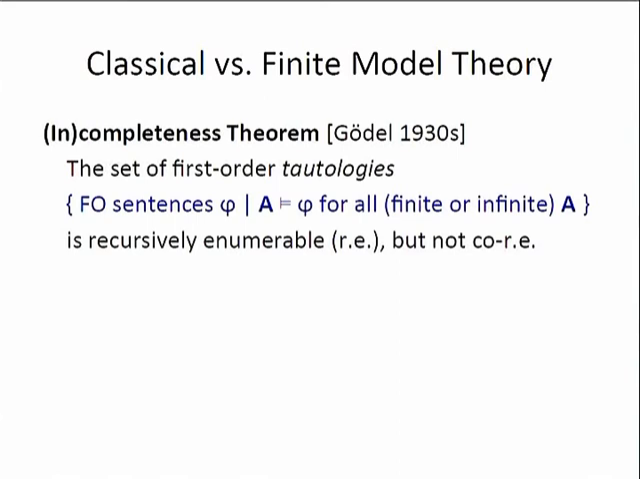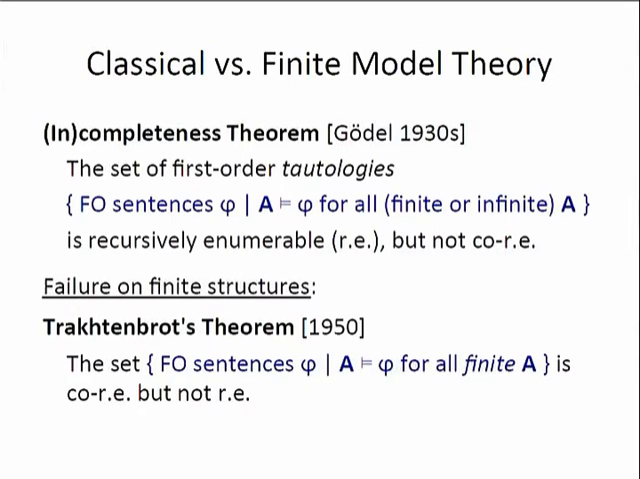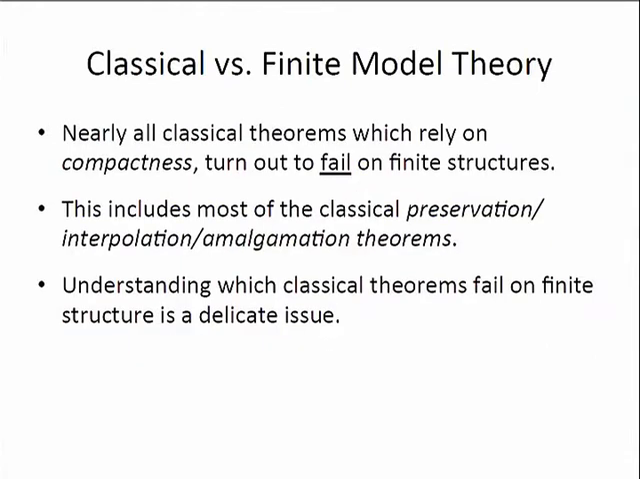Similarly, the completeness and incompleteness theorems of Gödel say that the set of first-order tautologies, the set of first-order sentences phi such that phi holds for all structures A, including finite and infinite structures, is recursively enumerable but not co-r.e. And it's interesting that on finite structures, the opposite holds. This is known as Trakhtenbrot's theorem: the set of finite tautologies is co-r.e. but not r.e. So that's another big difference between classical and finite model theory.